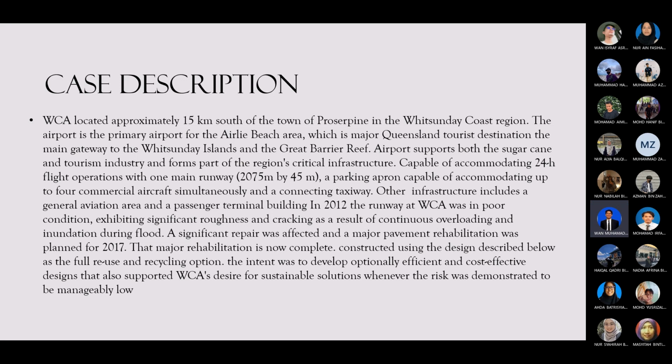In 2012, the runway at WCA was in poor condition, exhibiting significant roughness and cracking as a result of continuous overloading and inundation during flood.